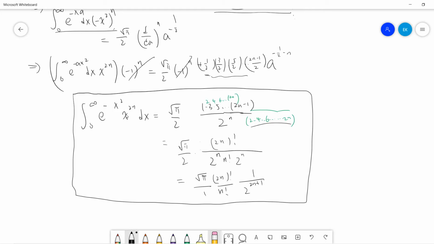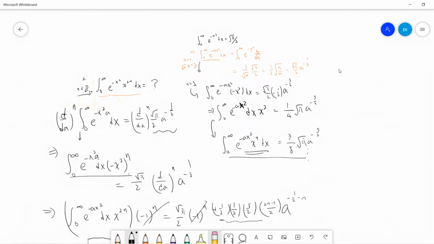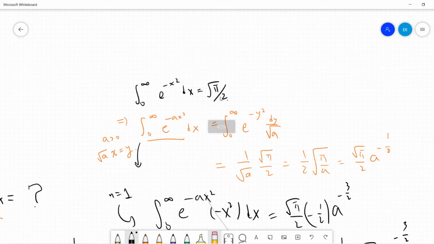So we can check, right? If n equals 0, then we get square root of pi divided by 2, which is just the generalization of this simple formula.